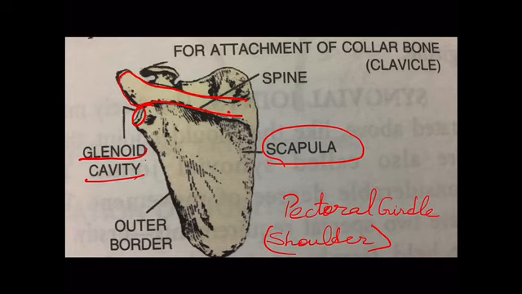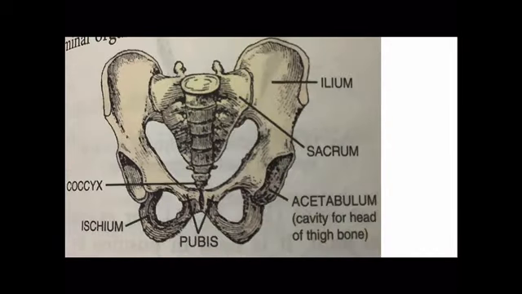And then there is an outer broader part of the scapula, and for attachment of the collarbone an attachment is formed. The collarbone's name is clavicle. Clavicle is the collarbone. You can touch your clavicle, just near the collar you can feel one bone. And then the other end of the collarbone is joined to the uppermost part of the sternum. Okay, so this is your pectoral girdle, and this is your pelvic girdle.